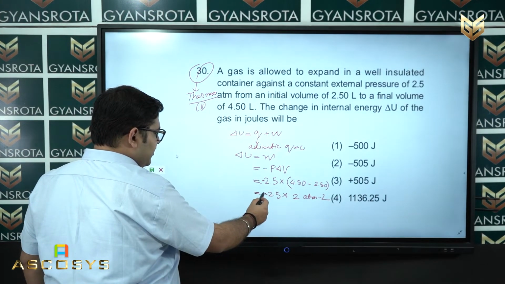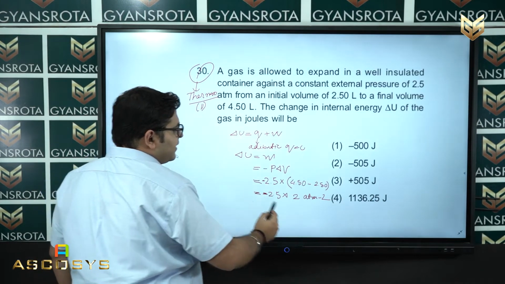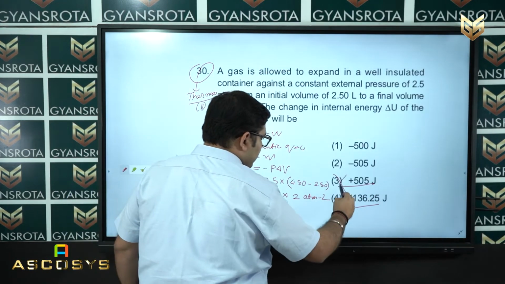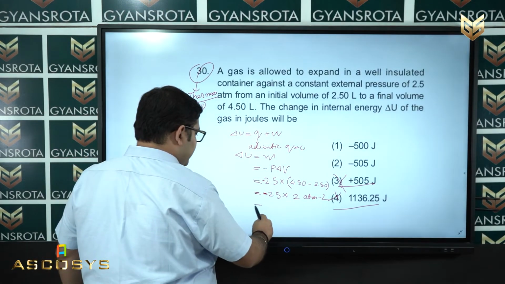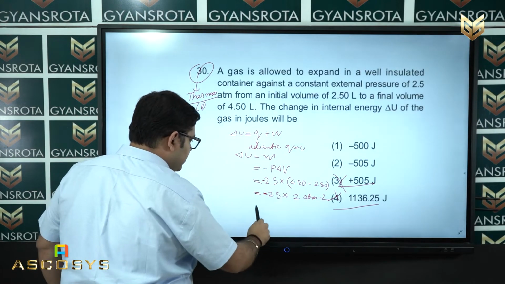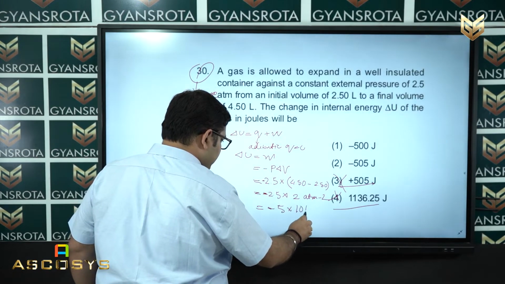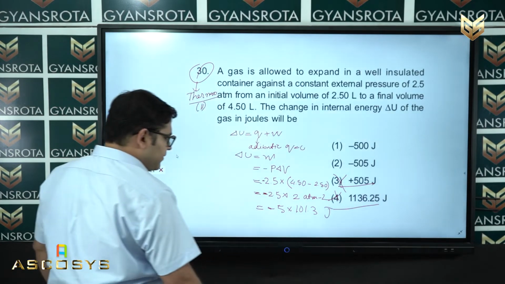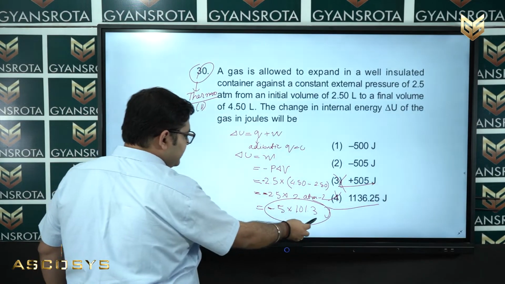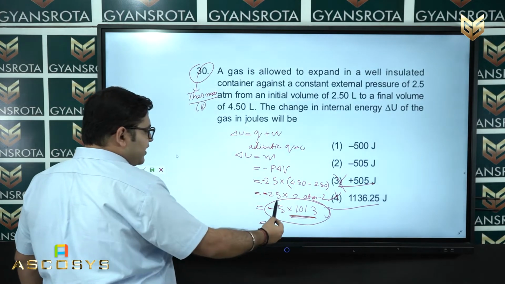Now, the answer we are getting should contain a negative sign, but in the options, option number 3 and option number 4 have the positive sign. So, these are not the correct answer. Now, if I convert into joule, this is coming as minus 5 into 101.3 joule. This multiplication is more than 100, so whatever value we get is more than 500.